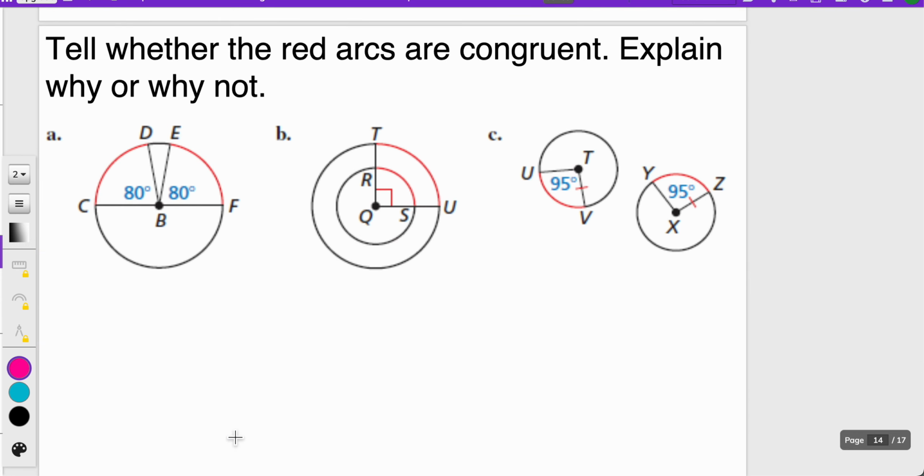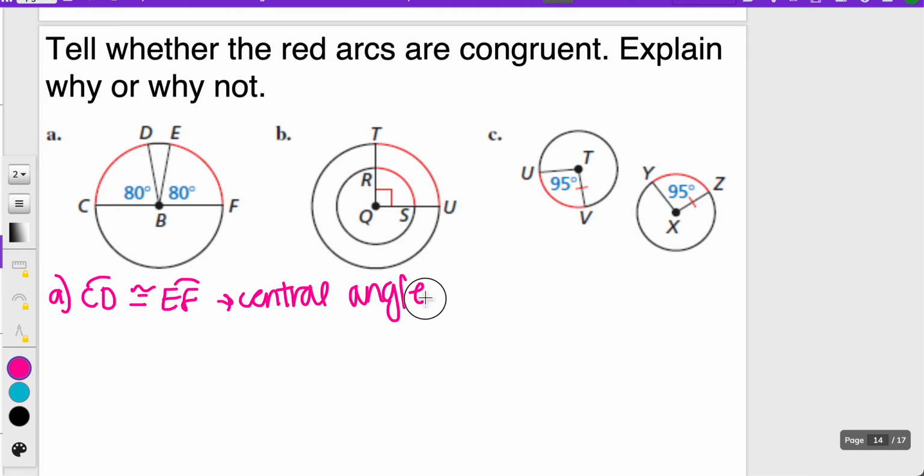All right, we're going to tell if the red arcs are congruent and then try to describe why or why not. So we're going to start with letter A. So we have arc CD and we have arc EF. Those are going to be congruent due to that central angles theorem.